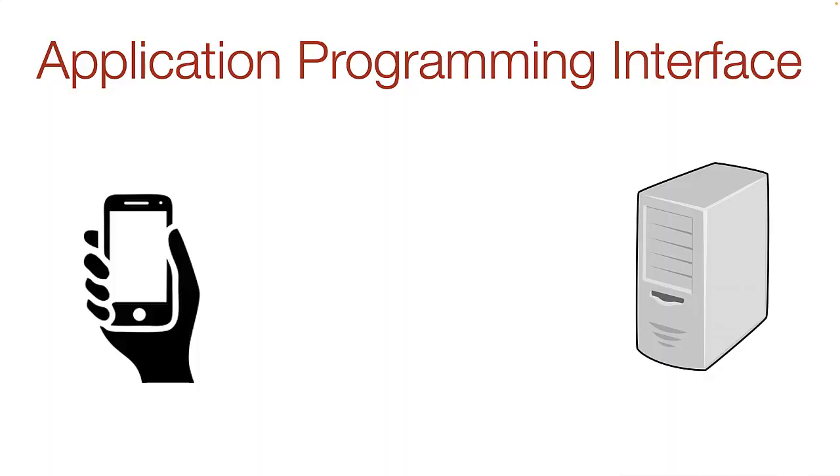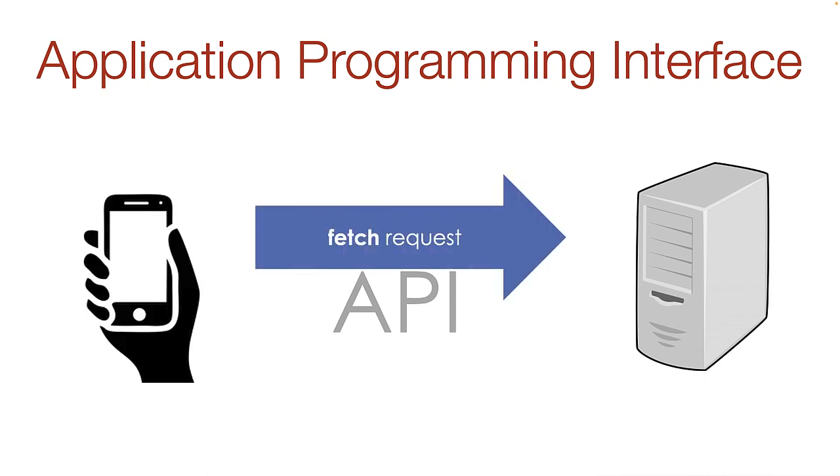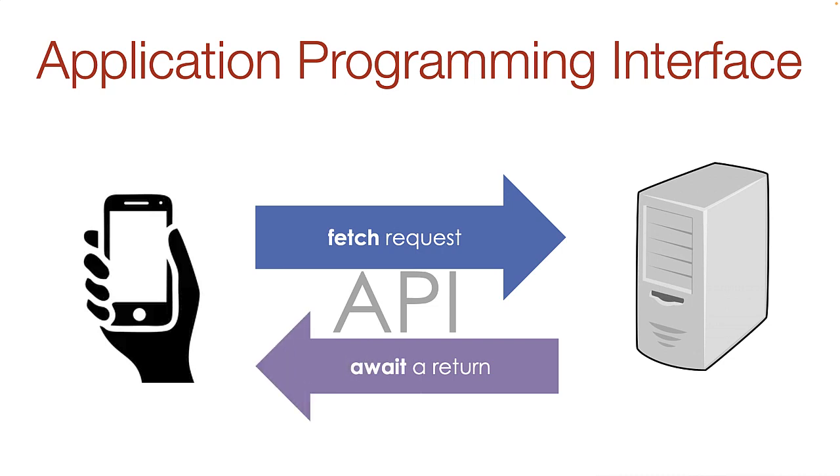The weather app on your phone communicates with the weather service using an API, or application programming interface. Your phone asks to fetch some piece of weather information. Then you await the return of the data from the server.